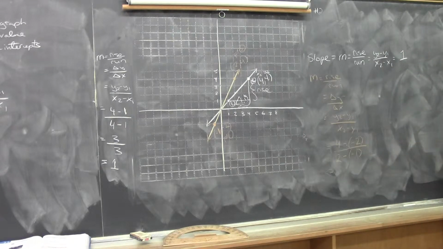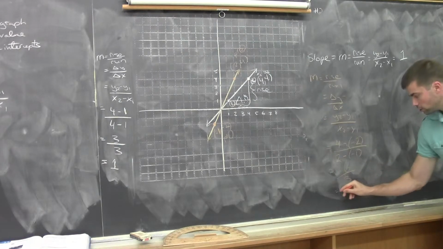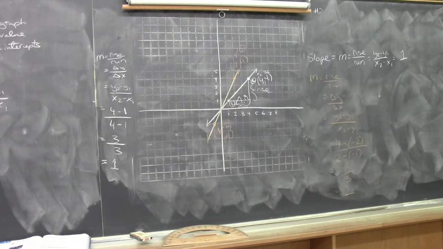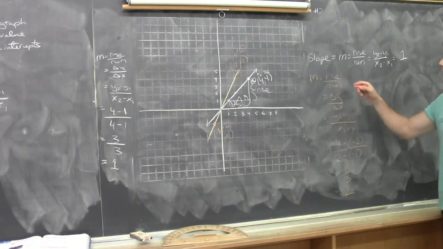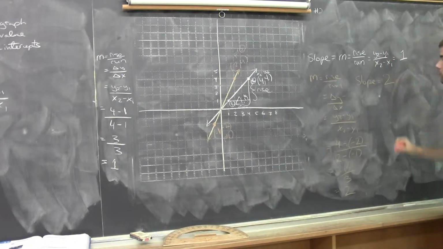Okay, now I hope you're comfortable with this math. We have 4 minus negative 2. Couldn't you just switch it to plus, adding like 4 plus 2? Yes, you could. We're going to do that right now. 4 plus 2 is 6, and 2 plus 1 is 3. So our slope is 6 divided by 3, our slope is 2. So m value, slope, equals 2 for the orange line.